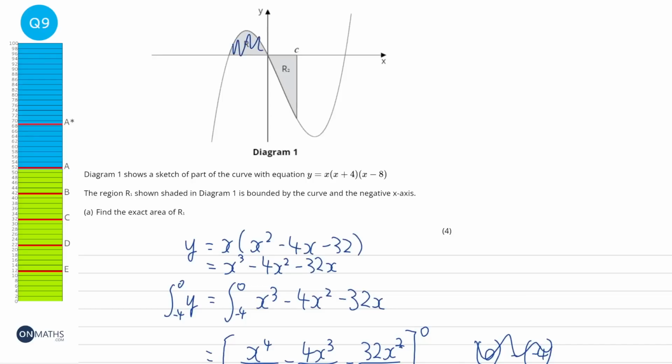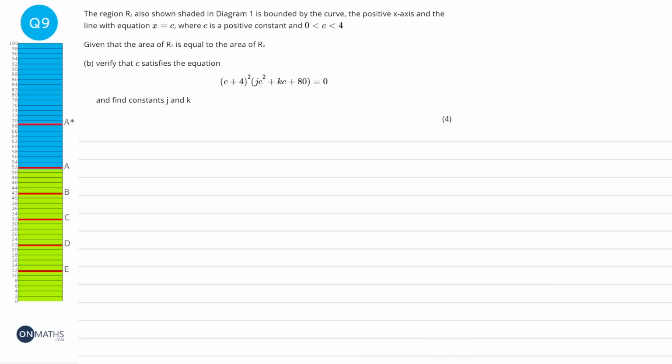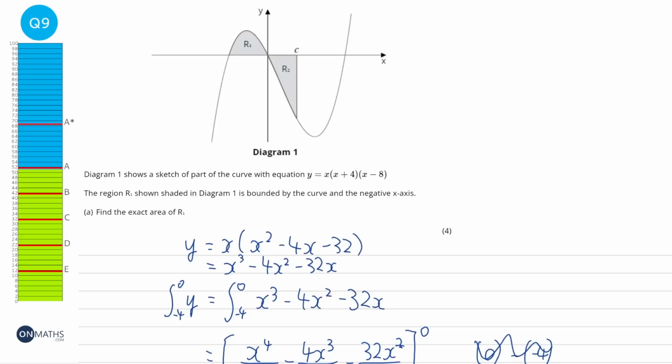So we're told that the area of R1 is equal to the area of R2. So this area is equal to this area. So I'm going to use that straight away. I'm going to work out what R2 is, and I'm going to get it equal to the answer I got for A.